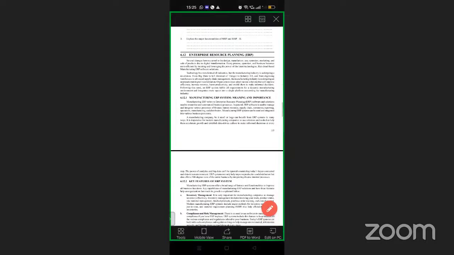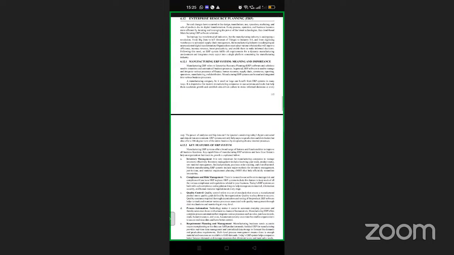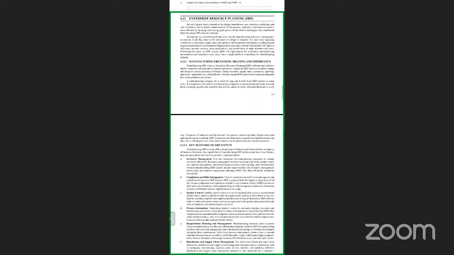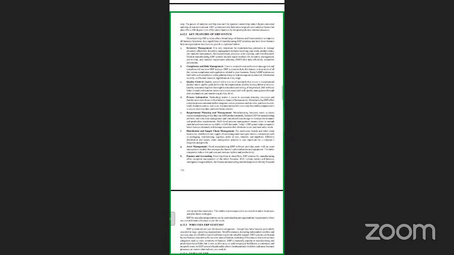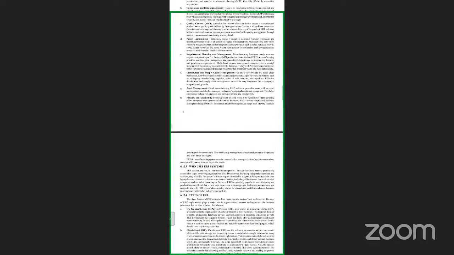Next, we have enterprise resource planning, ERP, that is software and solutions used to streamline and automate all business processes. In general, ERP software is used to manage and integrate various processes of finance, human resource, supply chain, commerce, reporting, operations, manufacturing, and distribution. So a manufacturing ERP system can be integrated into various business processes. Key features of an ERP system include inventory management, compliance and risk management, quality control, process automation, requirement planning and management, distribution and supply chain management, asset management, finance, and accounting.